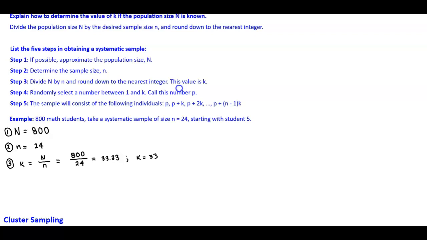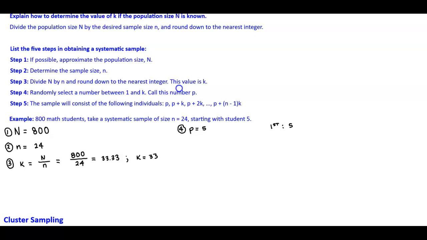Okay, now in step 4, what do we need to do? Well, we need to randomly select a number between 1 and k and call this number p. Well, in step number 4, we're given the value of p. We know the value of p is starting at the value of 5. Okay, so the first number is 5.